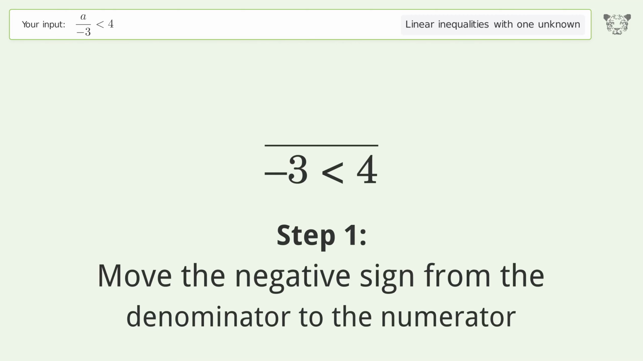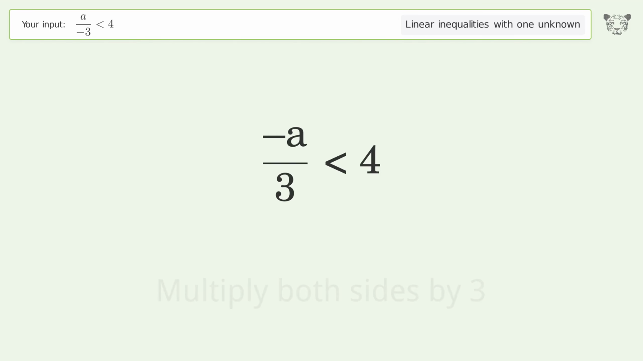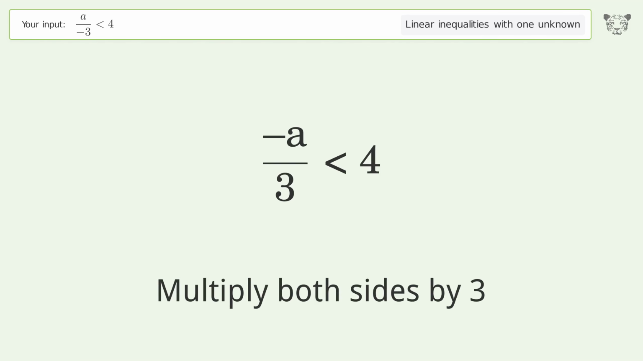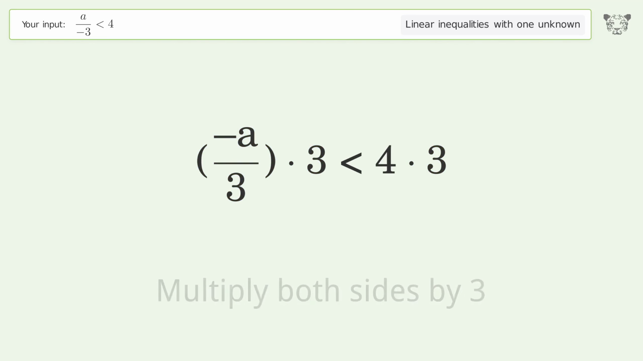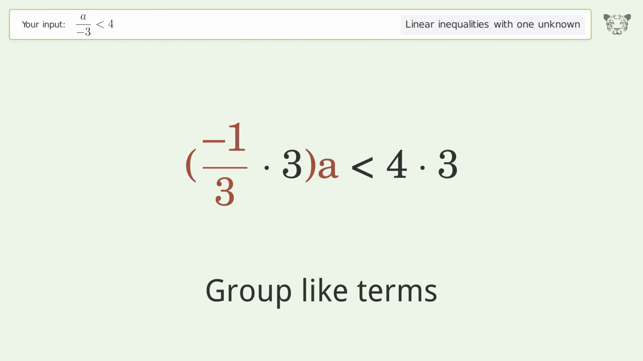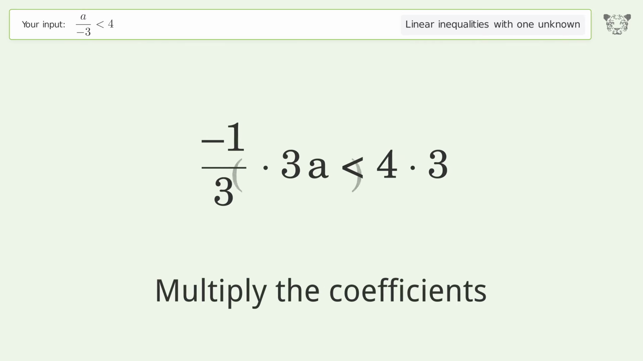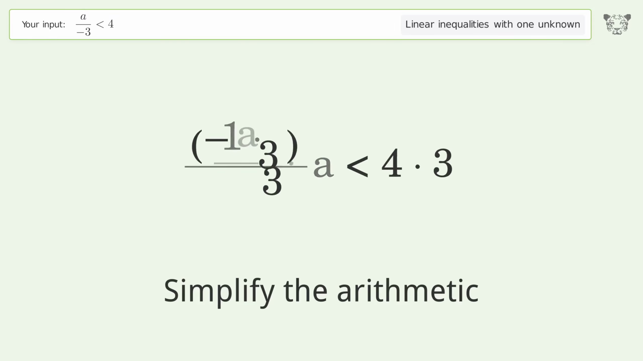Move the negative sign from the denominator to the numerator. Isolate the a. Multiply both sides by 3. Group like terms. Multiply the coefficients. Simplify the arithmetic.